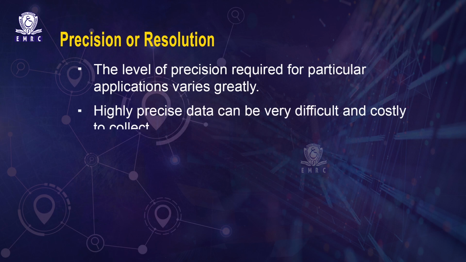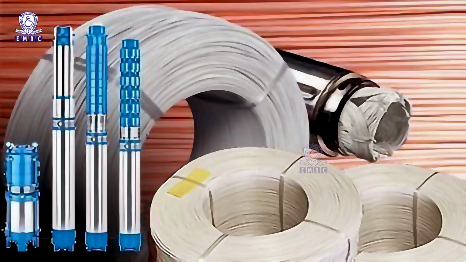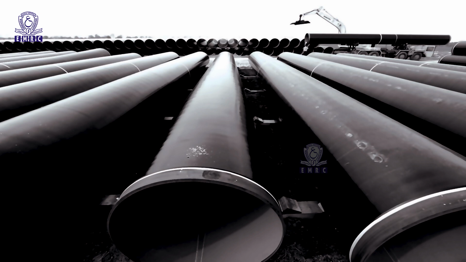Demographic analysis of marketing or electoral trends can often make do with less, say to the closest zip code or precinct boundary. Highly precise data can be very difficult and costly to collect. Carefully surveyed locations needed by utility companies to record the location of pumps, wires, pipes and transformers cost 5 to 20 per point to collect.